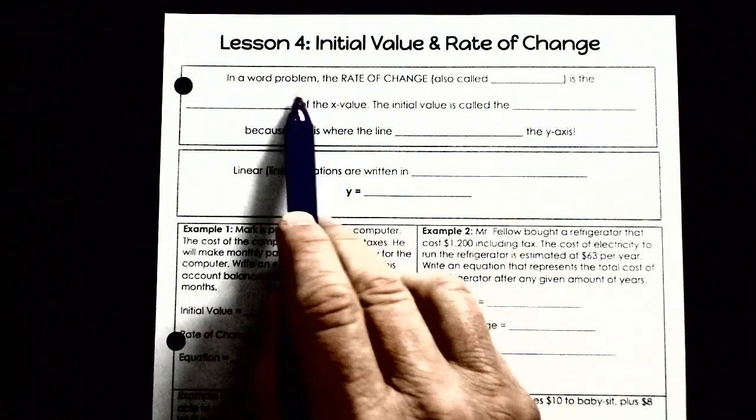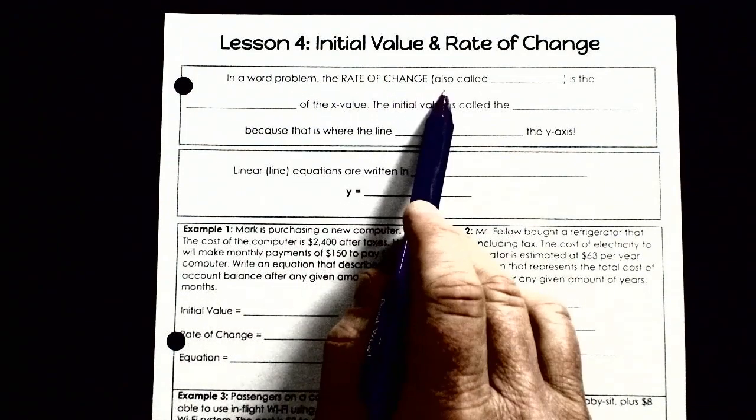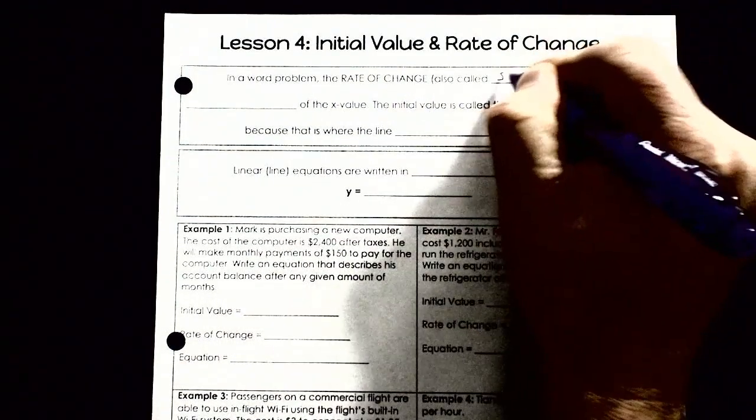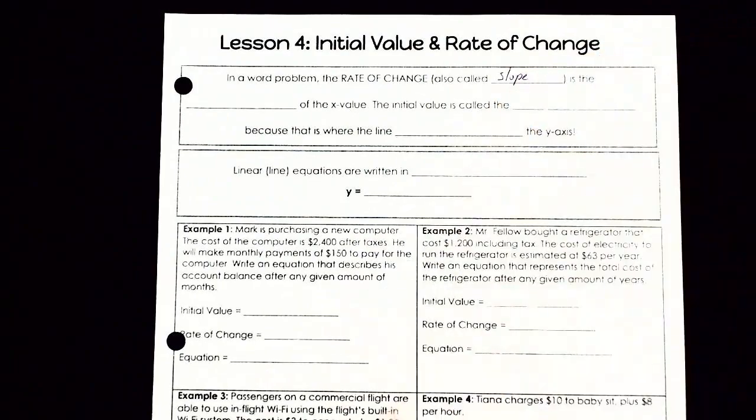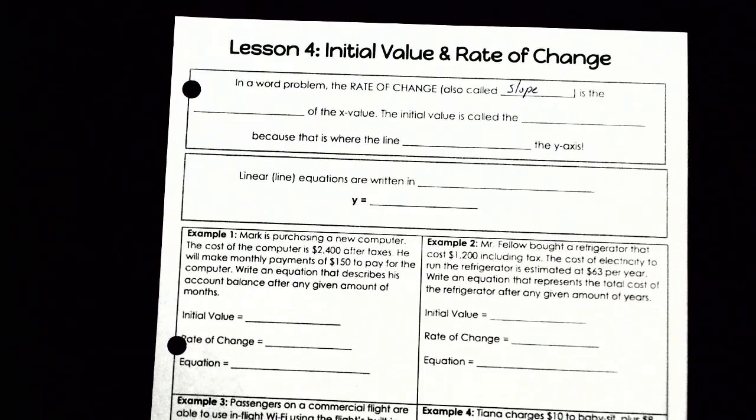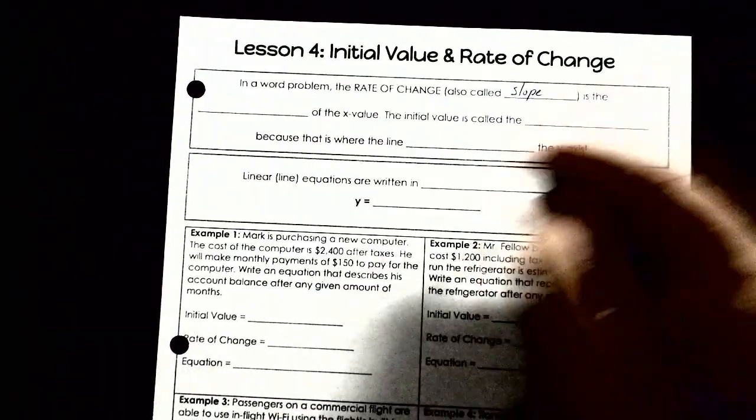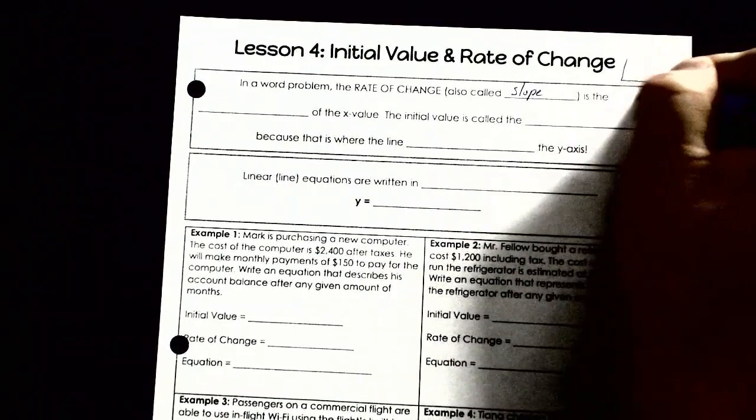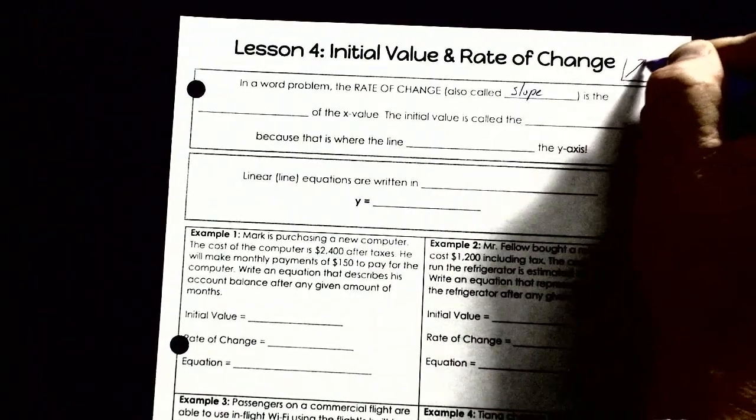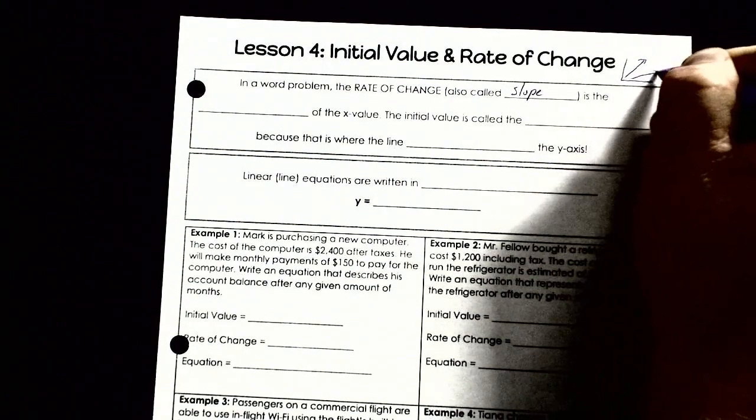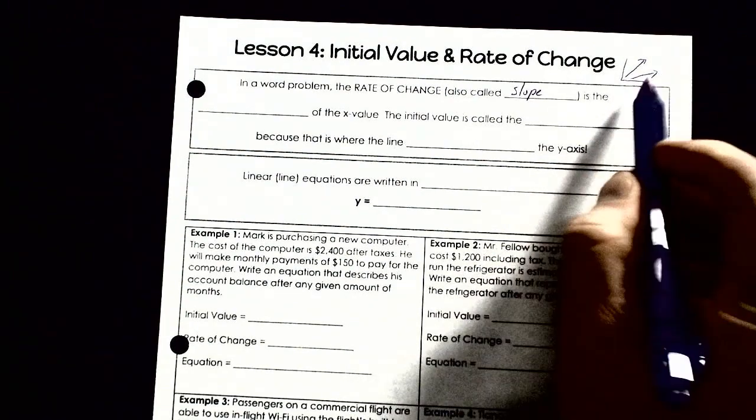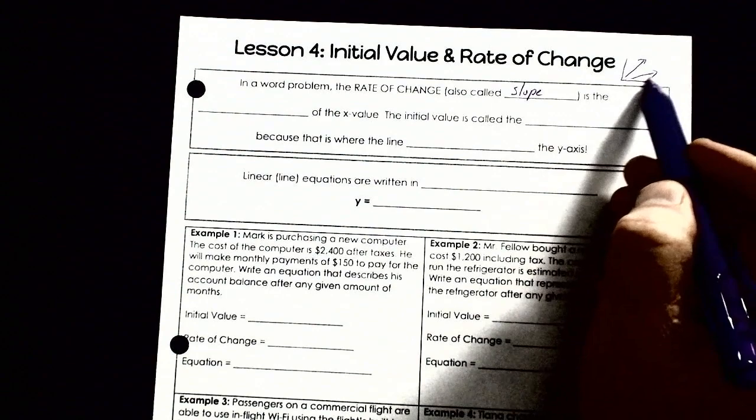In a word problem, the rate of change is also called slope. And you will see slope a number of times in the next few weeks. Slope is the steepness of the line when we graph it. So this is kind of an example of slope. This one's a little bit higher slope, flatter slope.